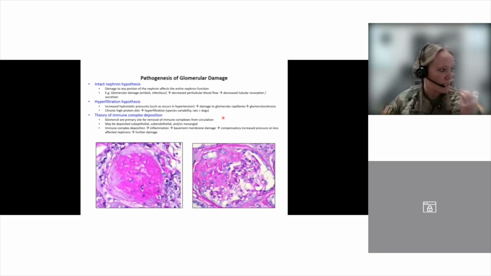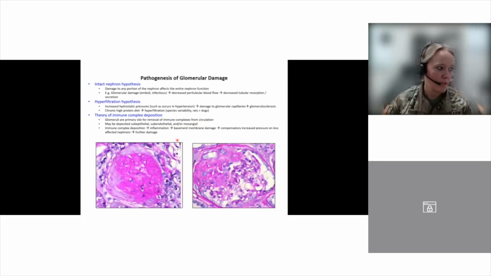Glomeruli can also be damaged if there's increased pressure. That just damages these fragile capillaries. In some species, high protein diets can cause hyperfiltration. And then once again, back to this immune complex deposition. So glomeruli are the primary site for removal of these, and then they can be deposited in different locations: either below the endothelium, below the visceral epithelium of Bowman's space, or within the mesangium. And you really do need TEM to tell exactly where it's being deposited.